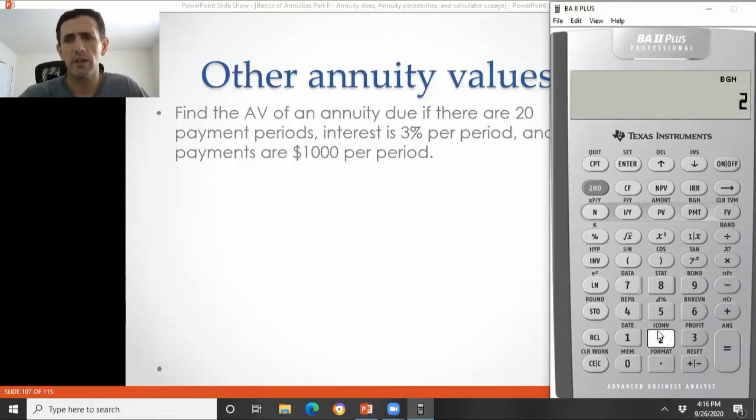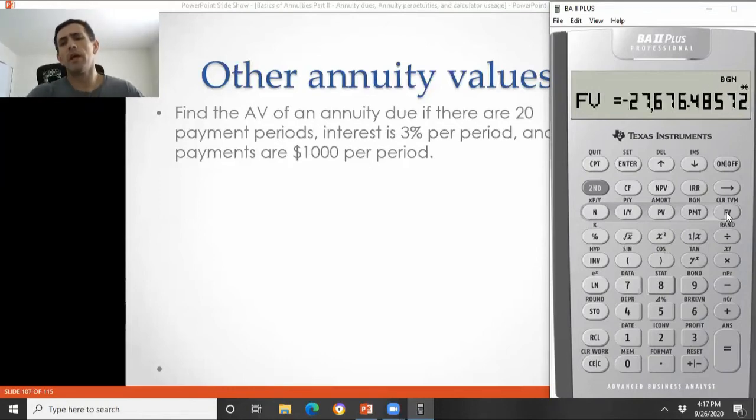Okay, so 20 N, 20 payment periods, 3% interest. You input that as a percentage. Payments are 1,000 per period. So 1,000 payment, 1,000 at the beginning of each period. So we want to accumulate value. We do compute future value, which is the same thing as accumulated value. And we get an interesting answer.